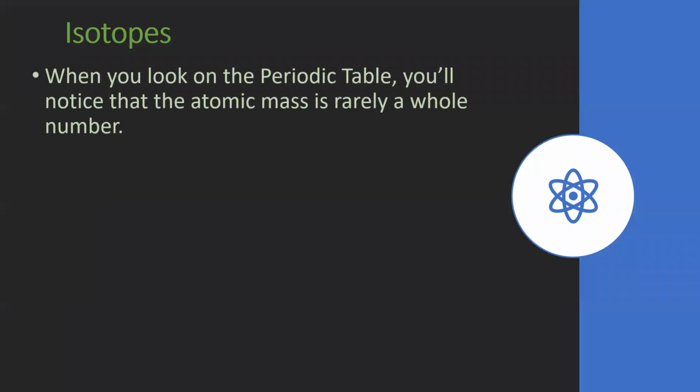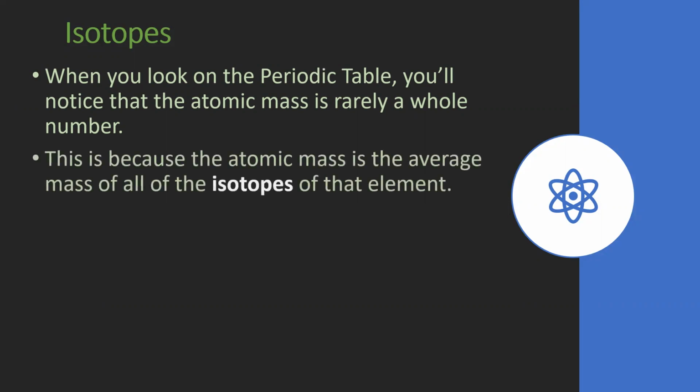And this will be our last little slide for today. So when you look on the periodic table, you'll notice atomic mass is rarely a whole number. So it has all those decimal points after it. That's because we look at the average. Atomic mass is the average mass of all the isotopes of that element. So if you look at the atomic mass of carbon, it's 12.001. That's the average of all the types of carbon isotopes. It's the average atomic mass.